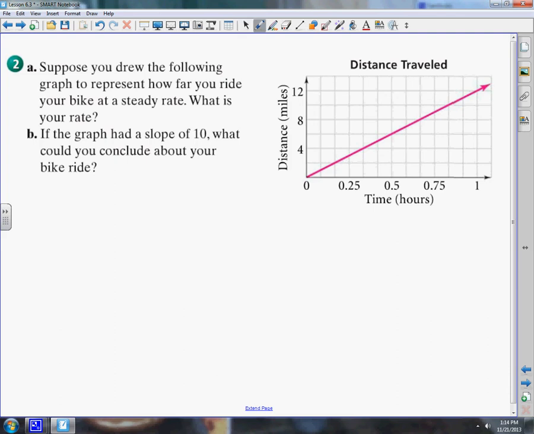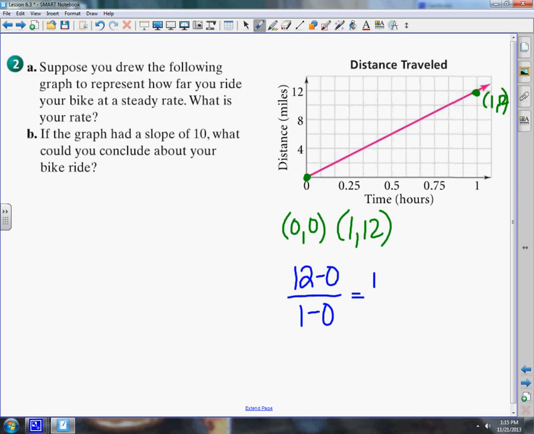So what is your rate? Well, if I wanted to figure this out, I would pick 2 points. So I would say, okay, 0, 0 is one of them. And then let's do 1 and 12. So my rate is also my rate of change, which is also my slope. So 12 minus 0 over 1 minus 0. So that would be 12 over 1, which equals 12.